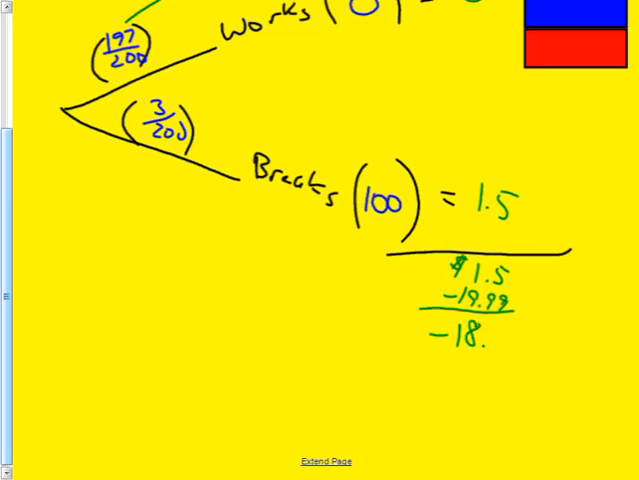$18 and, help me with this one, 49 cents. All right, I had a 0 missing there. Okay, good. That means that your expected value is negative. What's the store's expected value? Positive, exactly the same amount. If you're losing 18 bucks, they're gaining 18 bucks. That's why they want to sell those warranties.